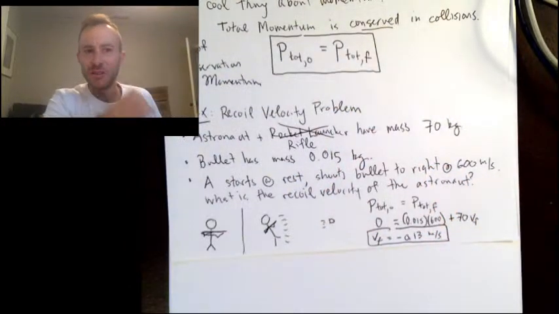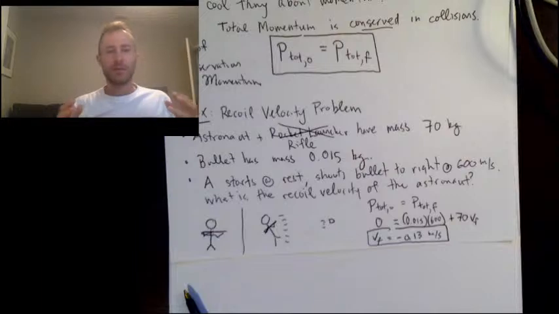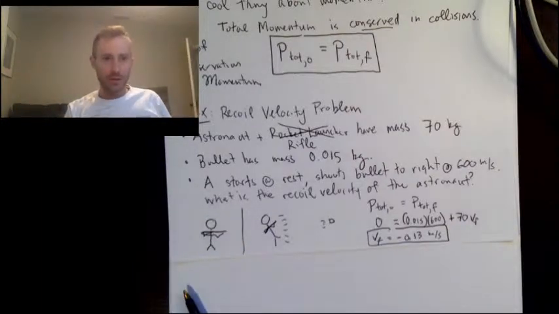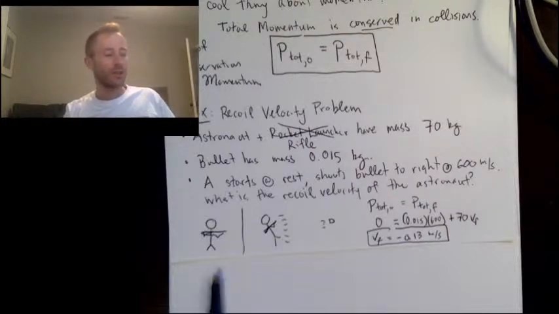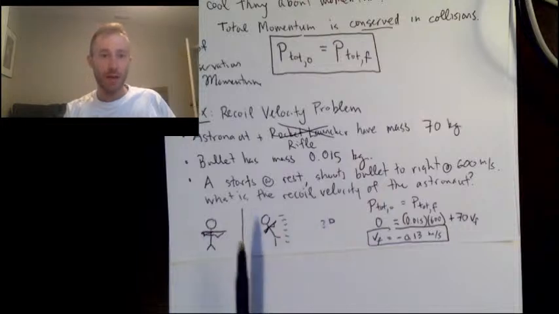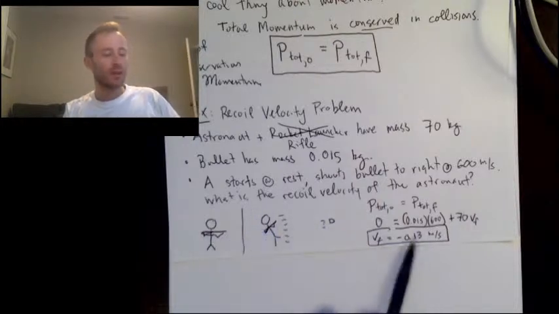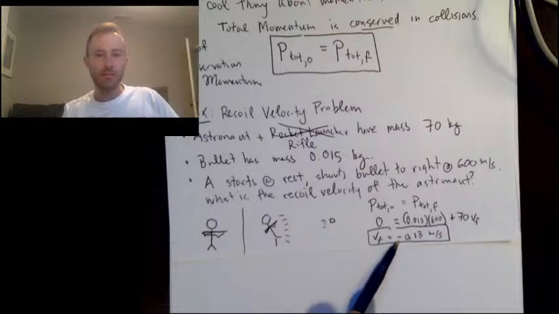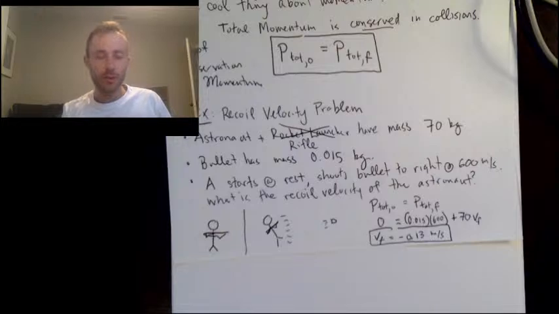Okay? Now, in general, the way it works is when two things get pushed apart, the heavier one is going to go a lot slower. Okay? So the astronaut is much heavier than the bullet, has a lot more mass than the bullet. And so consequently, the astronaut has a much smaller recoil velocity. The other thing you want to notice is there's a minus sign here because the recoil velocity is in the opposite direction from the way that the bullet was fired.